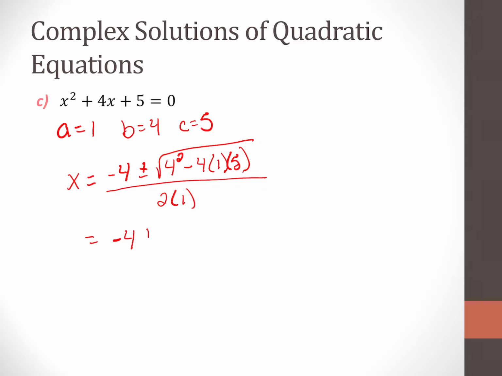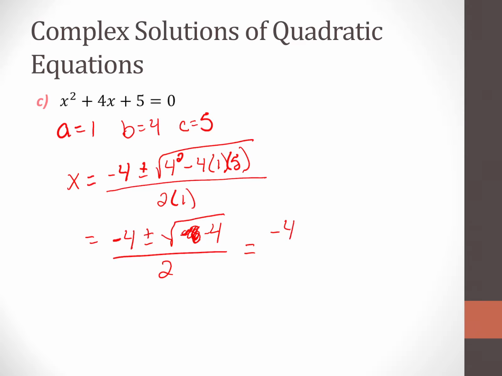So this is negative 4 plus or minus. Simplify inside our square root. Gives us negative 8. Nope, that does not give us negative 8. It gives us negative 4. 16 minus 20 over 2.